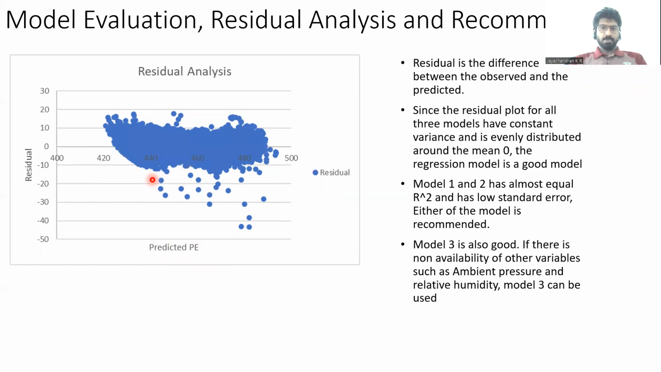Now when it comes to selection of the model, both model 1 and model 2 have almost equal R square and very low standard error. So either of the models can be used to predict the output energy. Model 3 is also good. If there is a situation where some of the variables, like ambient pressure and relative humidity, are not available, then model 3 can also be used.